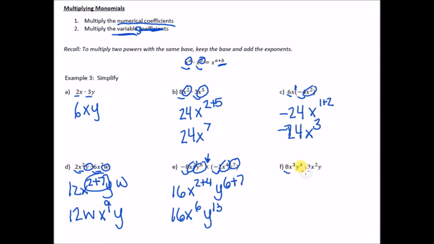Okay, and F. 8 times 3, again, 24. We have x to the 3 and x to the 2. So on those two, we want to add the exponents. y4, y1. So y to the 4 plus 1. And we get 24, x to the 5, y to the 5. So that's a little bit of a review from grade 9, just a little bit of exponent laws.